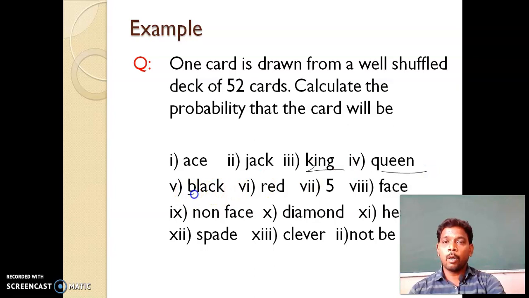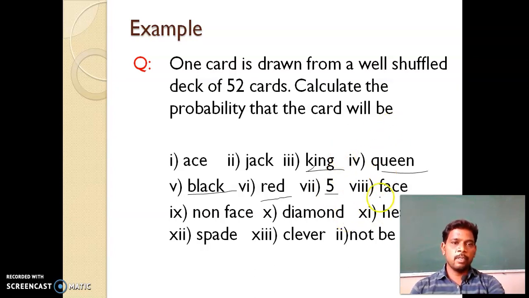And what about black? How many black cards are available? 26. So the answer is 26 by 52. And what about red? Red also has 26, so 26 by 52. And the number 5: how many 5s are there? In each variety, the number 5 is printed on a card. In diamond there is a 5, in spade a 5, in club a 5, and in heart a 5. So totally, 4 by 52.